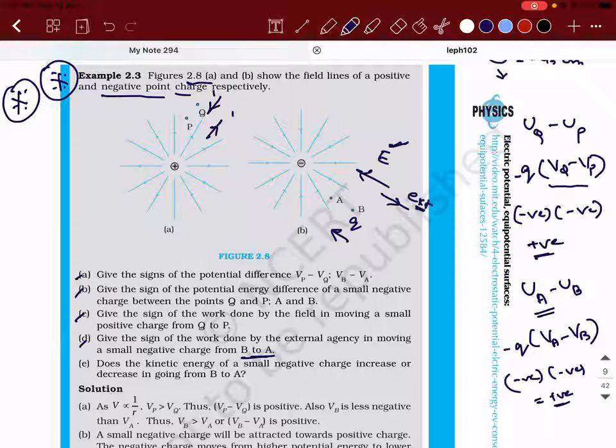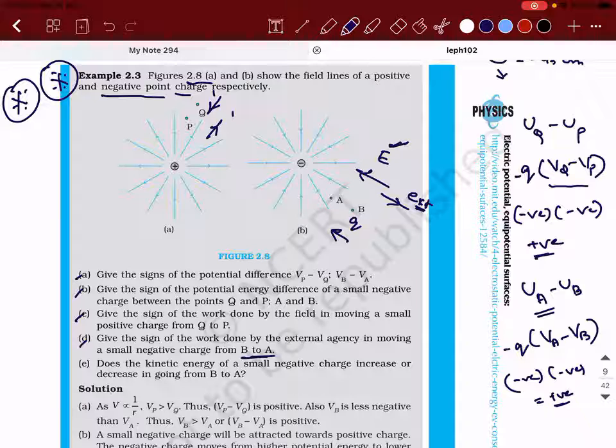So had it been a positive, listen to my statement carefully. Had it been a positive charge and you're trying to move the charge from point B to point A, then the work done by the field would have been positive and the work done by the external agent would have been negative. But here, what is the type of charge you're trying to move? Negative. So the scenario will get completely reversed.